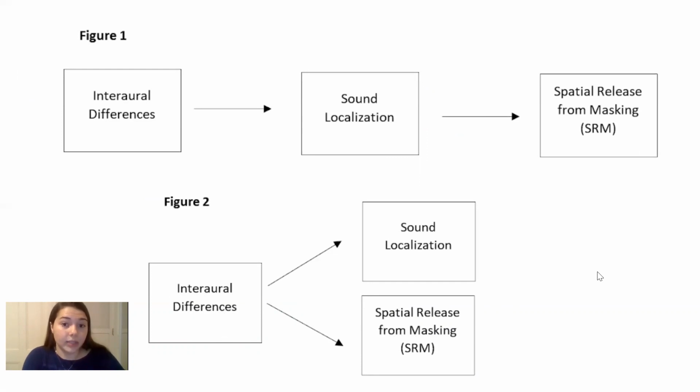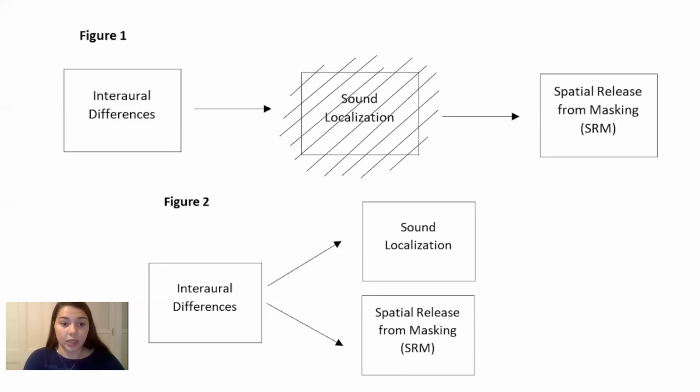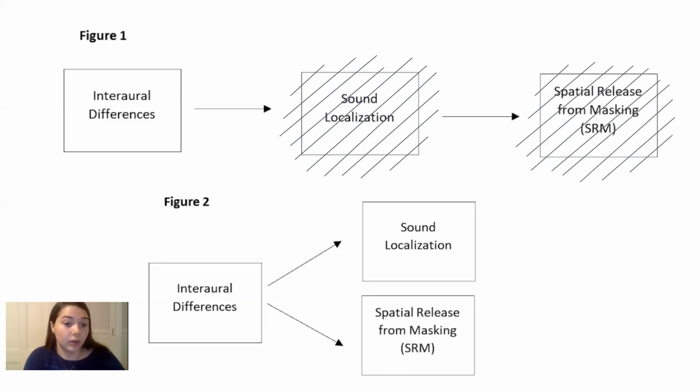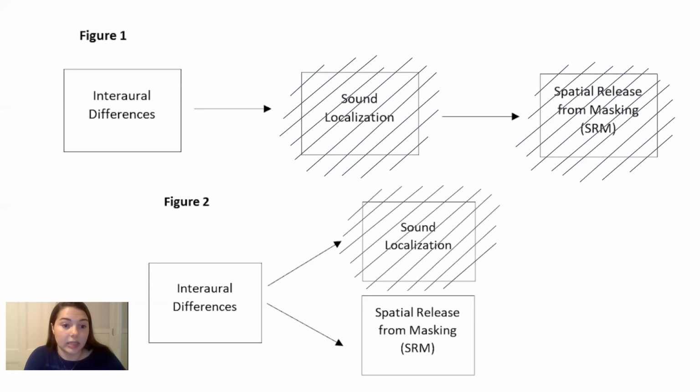What we did in our study is we degraded sound localization with an algorithm that was designed to preserve interaural differences. So if we degrade sound localization and spatial release from masking is also negatively affected, then we know that our auditory system works similar to figure 1. Figure 2, however, would be more correct if we degraded sound localization and spatial release from masking was largely unaffected, because this chain from interaural differences to spatial release from masking is unaffected.